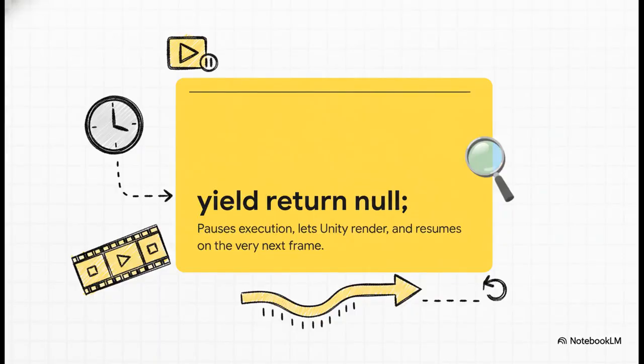And then there's this little guy you'll see everywhere, yield return null. It's the simplest instruction you can give a coroutine. All it says is, hey, pause what you're doing, let the engine run for one frame, and then come back and continue right where you left off. It's awesome for stuff that needs to happen over time, like smoothly fading a UI element in or out.